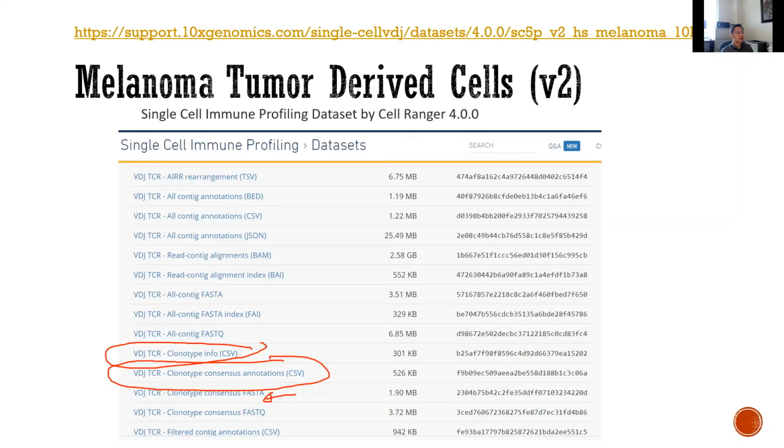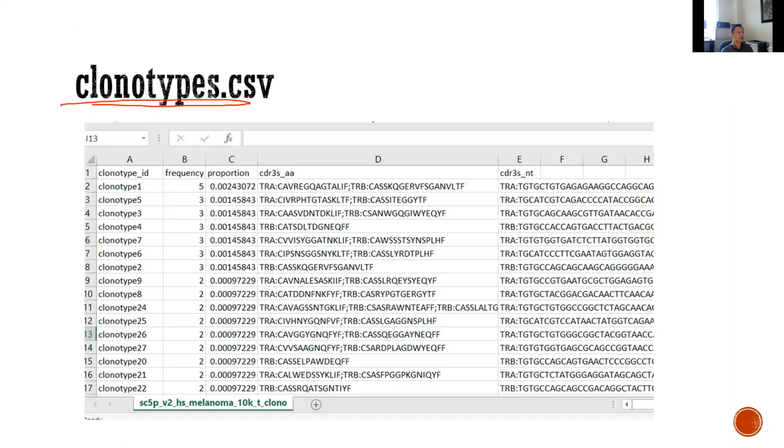So let's look at the T cell receptor profiling results. That's from the clonotype table, and it's a CSV file. You can open it and use an Excel sheet. And that's from the melanoma sample and the clonotypes. So you have clonotype 1, 2, 3, and they're ordered by their frequency. You have clonotype 1 appearing 5 times. For this particular clonotype, you have an alpha chain and beta chain, also defined by their CDR3 sequence.